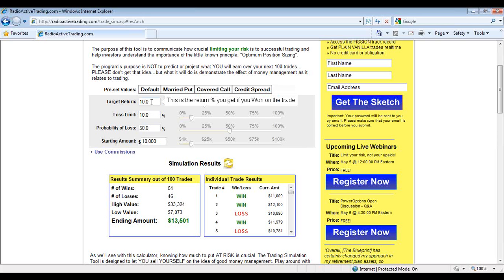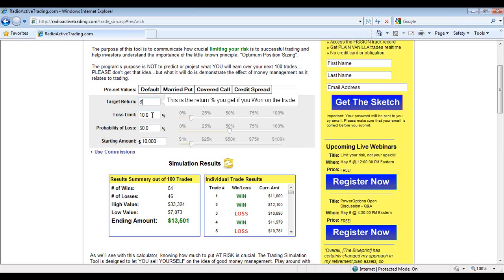10% target return, 30% drawdown, 35% overall win. Okay, why is this important? Well, I promised to say what was possible. Mike, let's go here to the target return, and instead of raising it, I'm actually going to lower it.